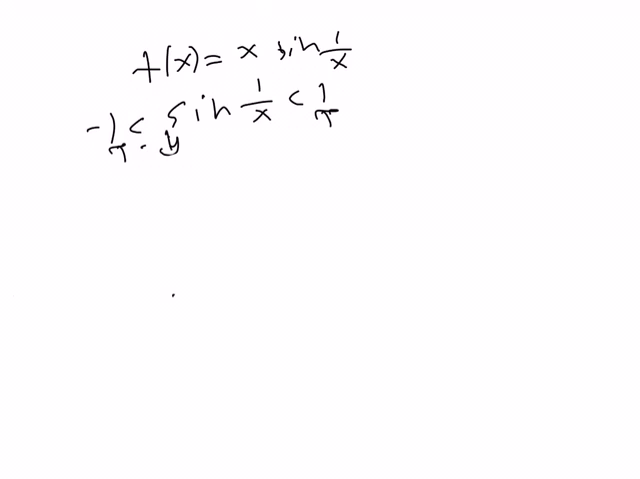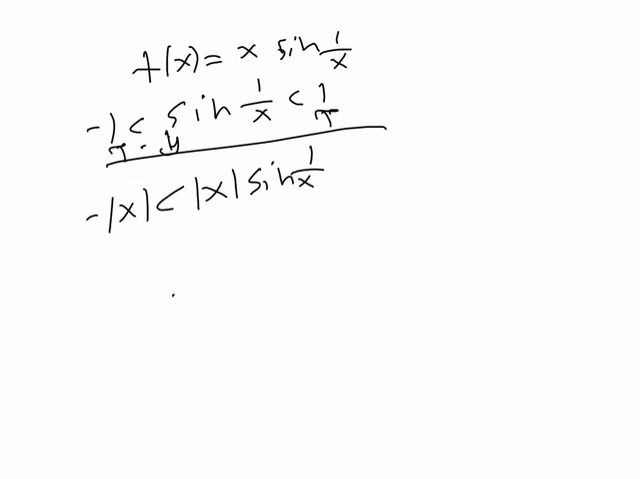But now, what are we going to bound this by? Well, we can do something a little similar. We can say, listen, this is bounded by the absolute value of x, which is less than the absolute value of x sine 1 over x, which is less than the absolute value of x. So we're going to squeeze this by the absolute values of x's.